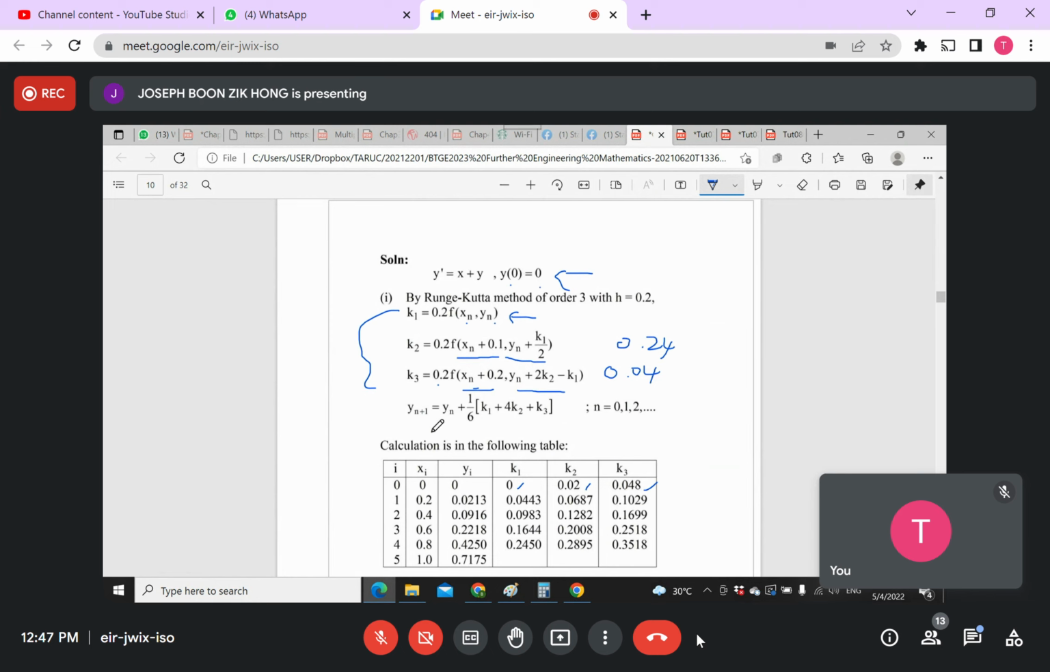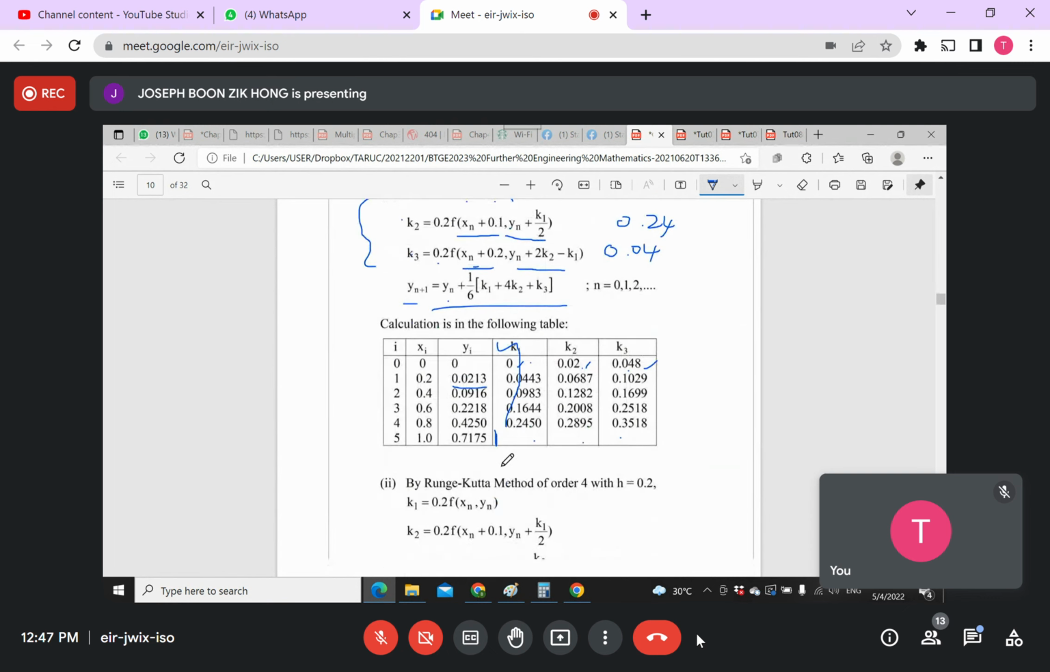After that, we can calculate this one. This one will be 0 plus 1 over 6 times this one plus this one times 4 plus this one. So you will have this one. Just keep continuing, then you can get K1, K2, K3 and the next one. Because what we want to get is 1.0, we just stop here. For this point, you don't need to find K1, K2, K3 anymore, because they are used to find the next one. Since we are not going to find the next one, we just stop here.